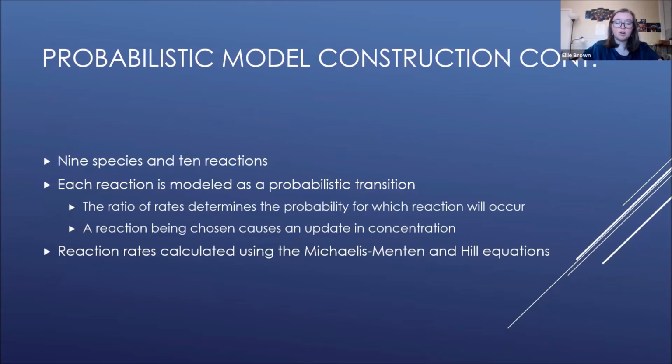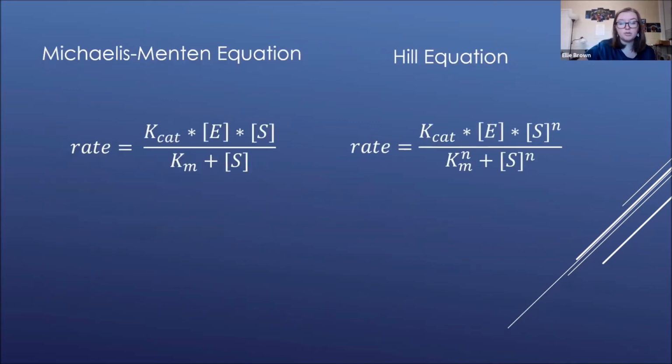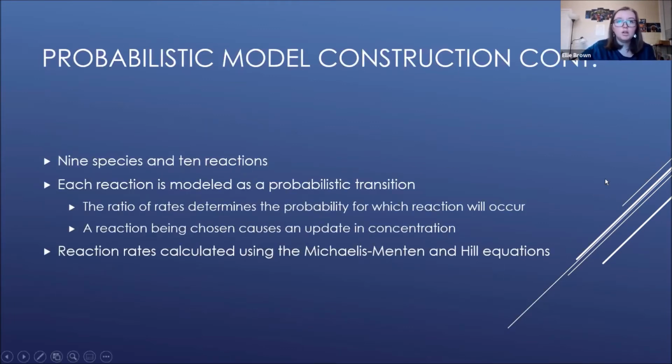So to further explain our model, first 9 species and 10 reactions were used from that pathway before. Each reaction is essentially a probabilistic transition. I'll show you a snippet of our model in a later slide, but I'll just explain briefly what is happening first. Each reaction has a rate of reaction, and the ratio of each of the rates is the probability of that reaction occurring.